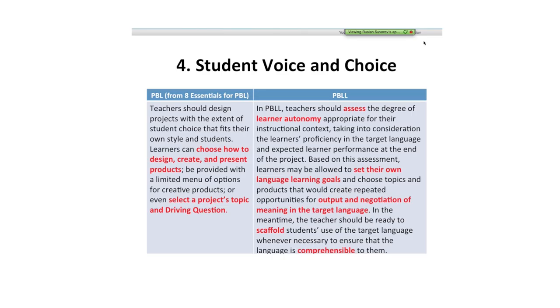In PBLL, it is important, in our opinion, to assess first the degree of learner autonomy that is appropriate for the instructional context, taking into account the language proficiency of the students and the expected performance at the end of the project. So based on the assessment of the degree of learner autonomy, learners may be allowed to set their own language learning goals, choose the topics and products that would give them opportunities to produce the language, negotiate the meaning in the target language.